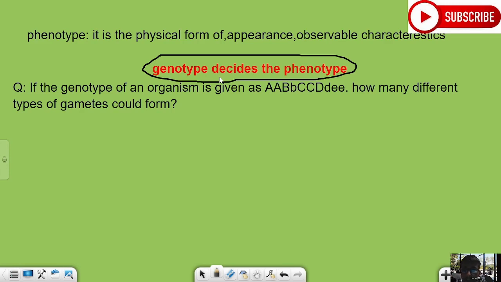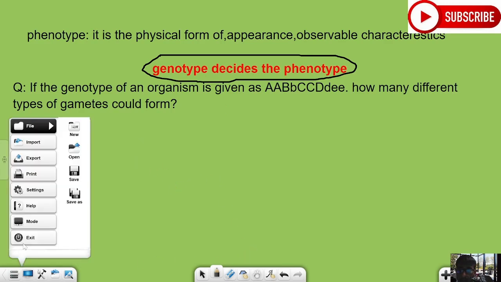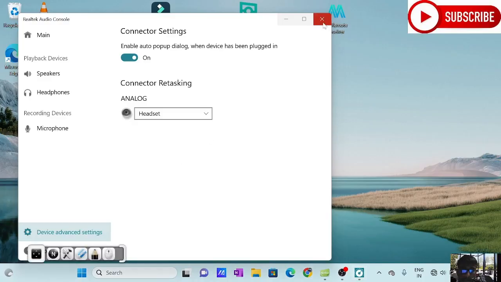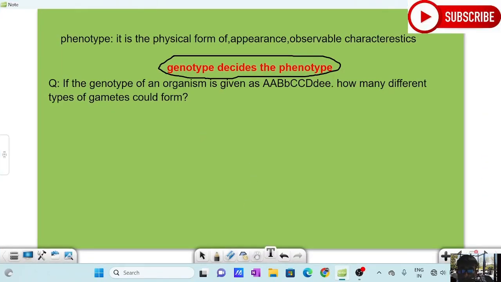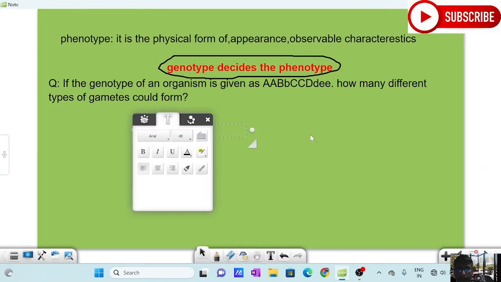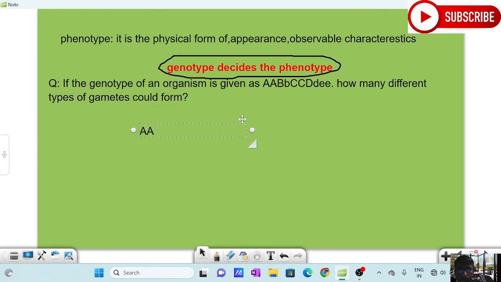Next, there's a question. If the genotype of an organism is given as capital A, capital A, and so on, how many different types of gametes would be formed? You should understand the question very carefully. The genotype of an organism is given. How many different types of gametes would be formed? So I will write the genotypes here: capital A, capital B, small b, capital C, capital D, small d, and small a.